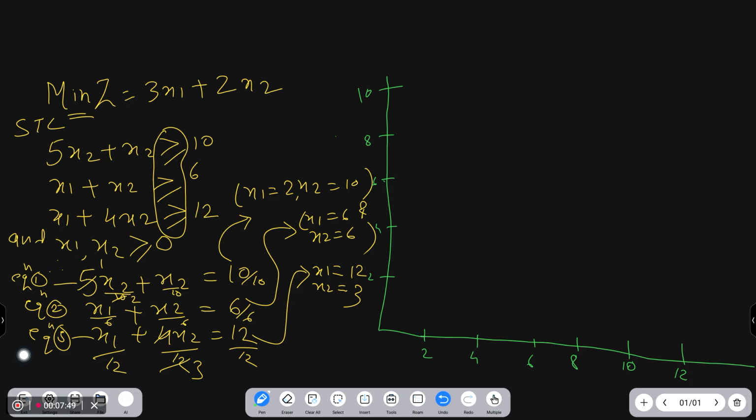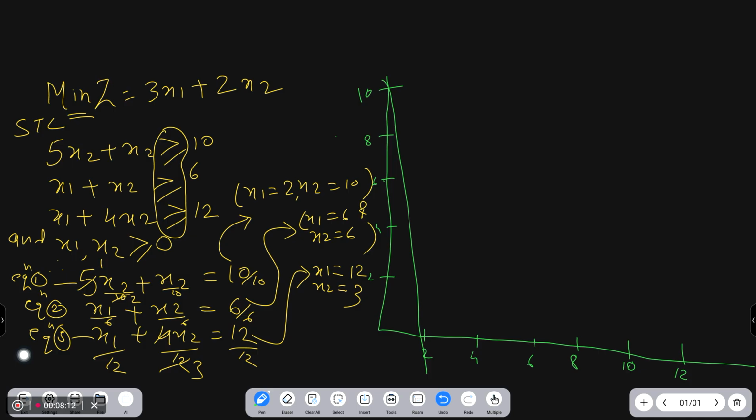What is my first equation? That is 2 and 10: 2 on the x-axis and 10 on the y-axis. You just have to draw this line. My line will be very crisp. You have to plot these 2 points and you have to draw, right?